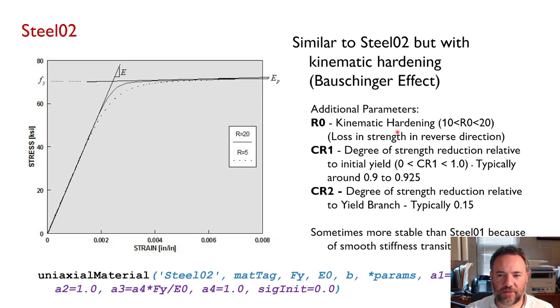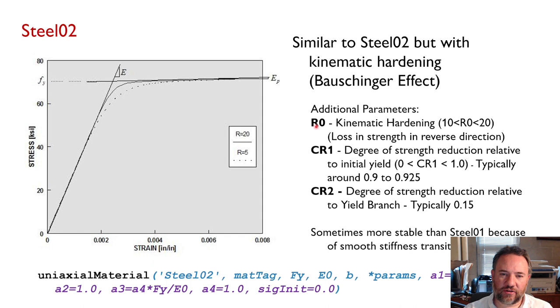We also have kinematic hardening parameters, these CR values, degree of strength reduction relative to the initial yield, which is usually given as a range between 0.9 and 0.925. And a degree of strength reduction relative to the yield branch, typically 0.15. How do you define these? What you can do if you're trying to model a specific steel material behavior is plot the steel behavior, and then you can fiddle with these values until you match your anticipated steel behavior.